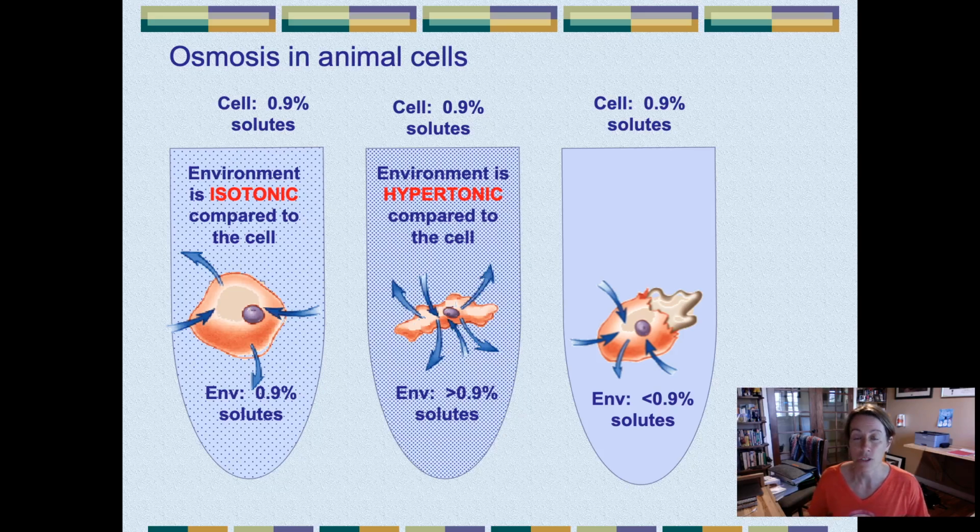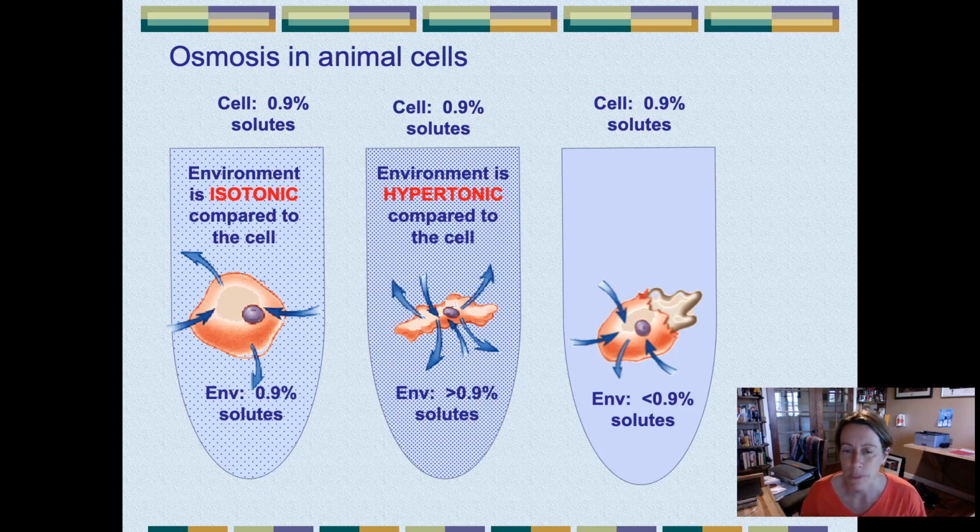Now remember, the solutes again can't get in, the solutes can't get out. They're stuck wherever they are. But the thing that can move across the membrane is water. And water is going to go to where there are more solutes. And according to this, if the cell is 0.9 and the outside is 0.1, there are more solutes inside the cell. So in this example, water is going to move from the environment into the cell.